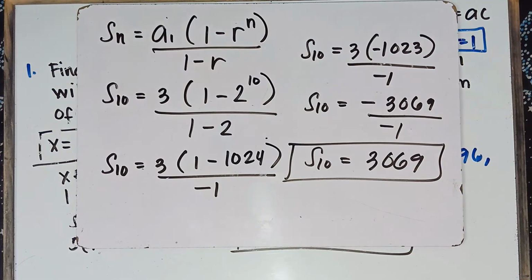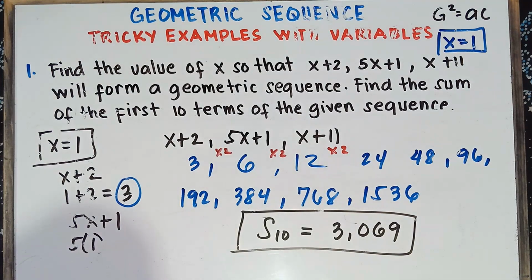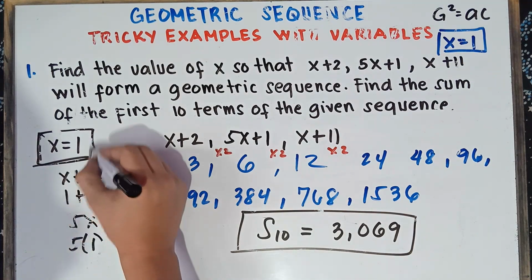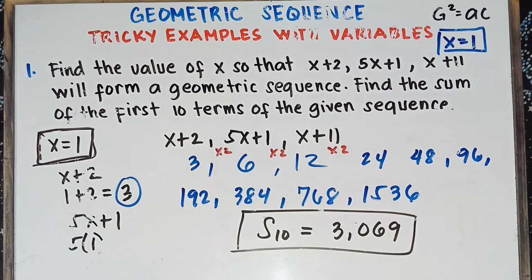All set, class, with regards to example number 1. Quite complicated, right? For example number 1, our r value is 2, and the sum of the first 10 terms would be 3069.